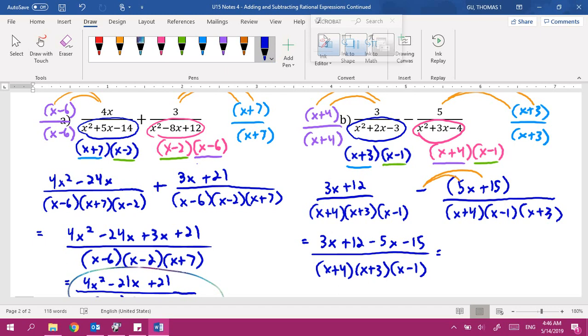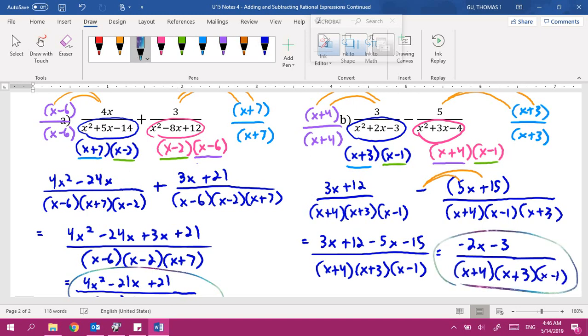So I see I got a 3x minus 5x. 3x minus 5x is negative 2x. And positive 12 minus 15 is negative 3. So my final answer is going to be negative 2x minus 3 over x plus 4 times x plus 3 times x minus 1. And that's the idea, guys. So you see, it's pretty similar. This time now we're doing it with factors of polynomials.